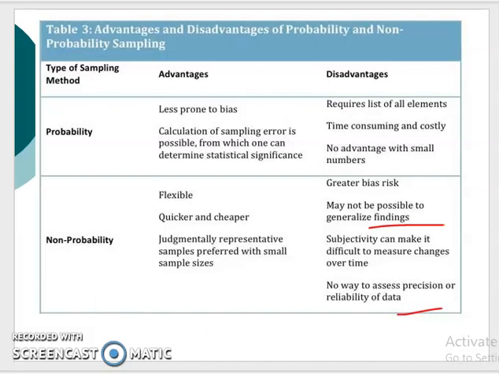So that's all in this video lecture. In this video lecture we have discussed the ethical issues regarding sampling, and the two different methods of sampling, probability sampling and non-probability sampling. The different types of probability and non-probability sampling we'll be discussing in the coming video lecture.